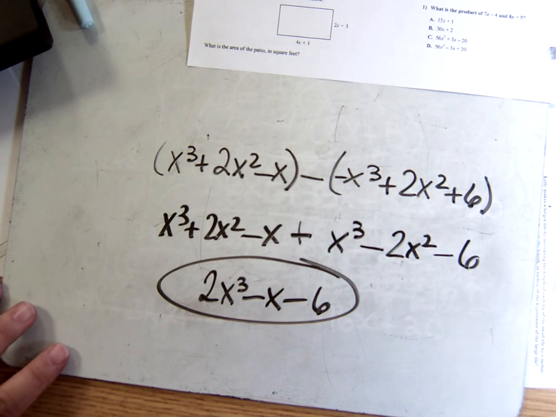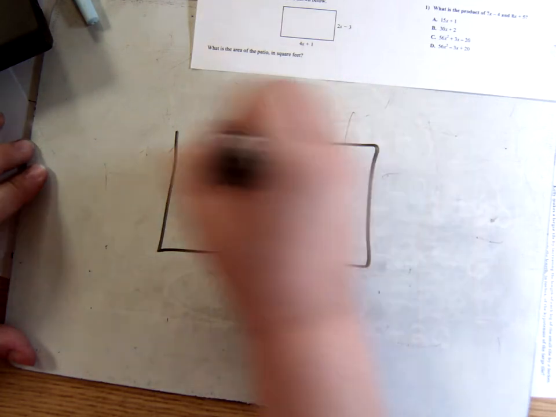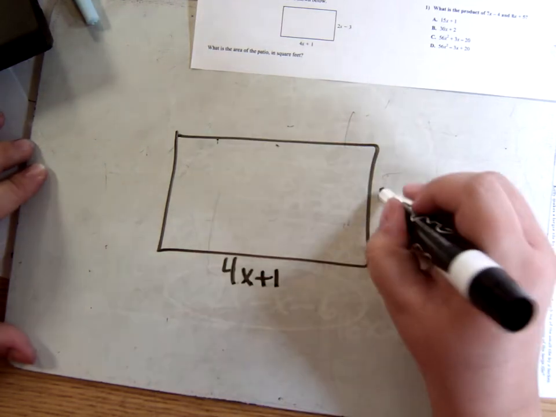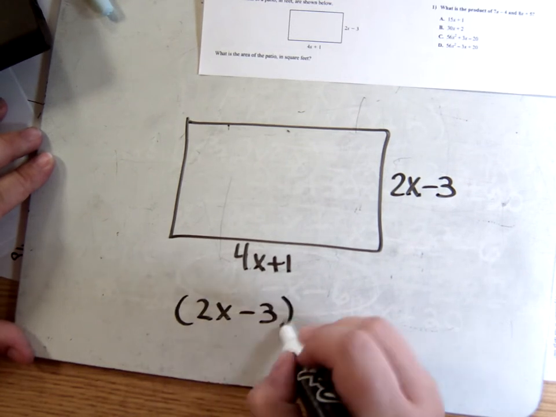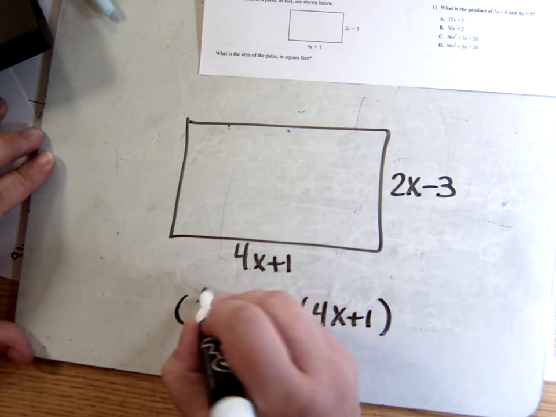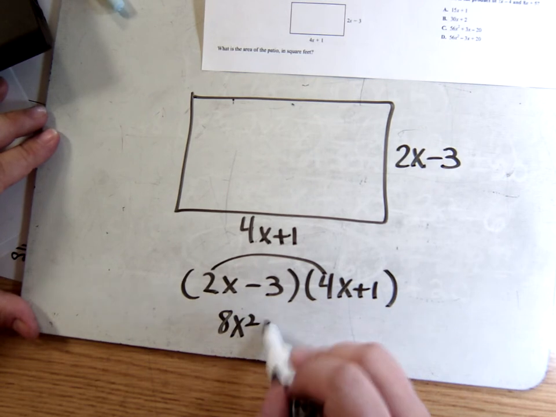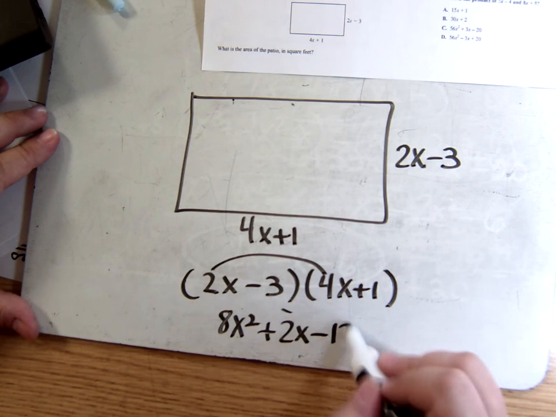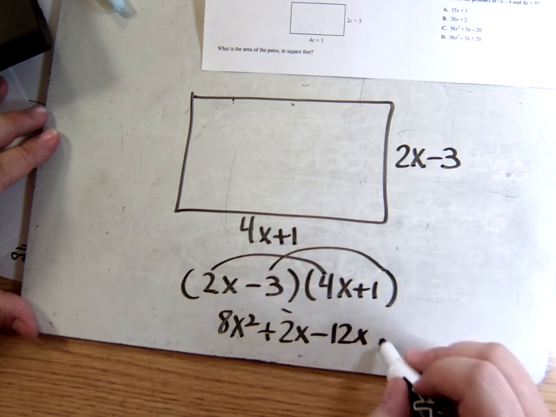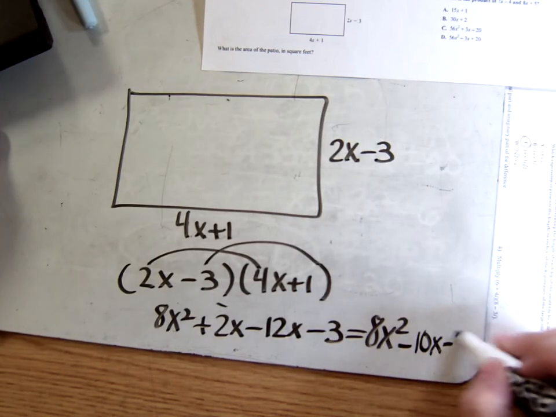Finally, we have the dimensions of a patio in feet are shown below. The length is 4x plus 1. The width is 2x minus 3. 4x plus 1, 2x minus 3. I'm going to multiply, which means FOIL. 2x times 4x is 8x squared. 2x times 1 is 2x. Negative 3 times 4x is negative 12x. And negative 3 times 1 is negative 3. So I have 8x squared minus 10x minus 3. And that's my answer.